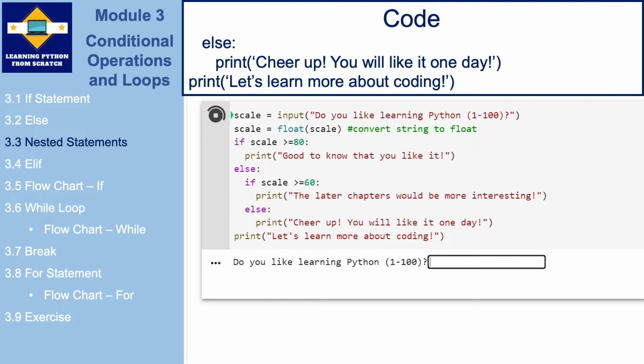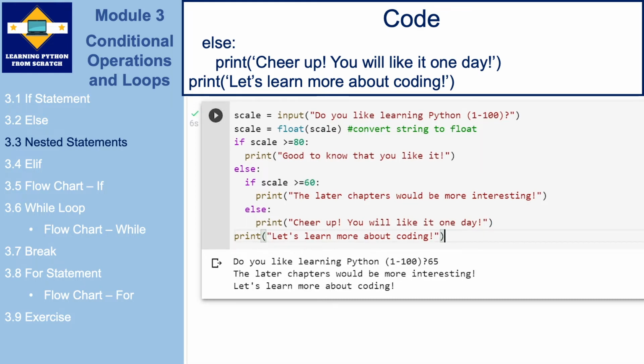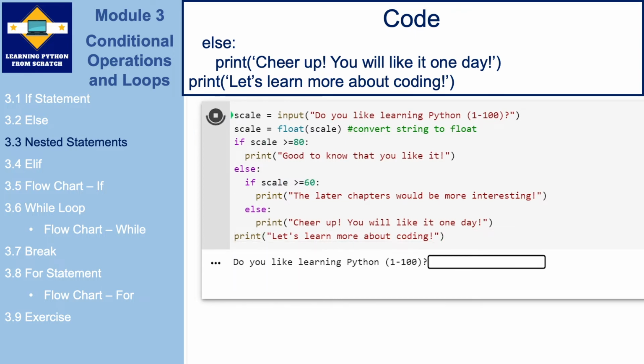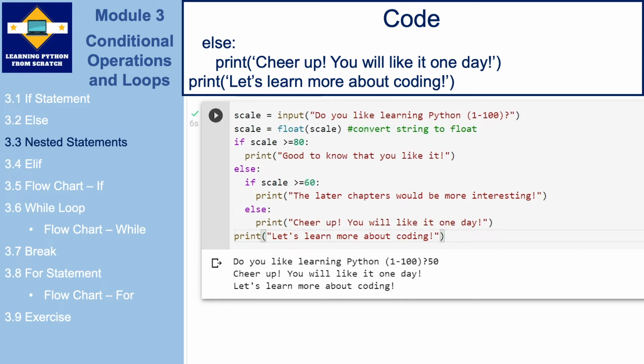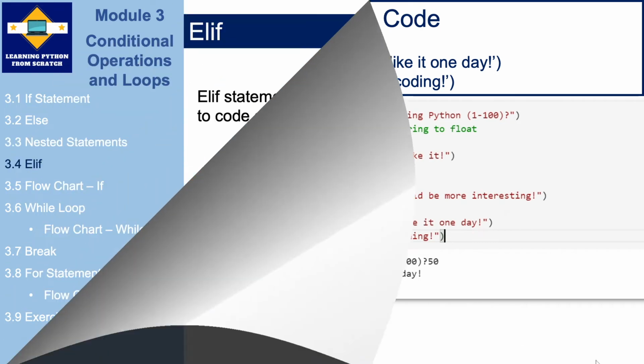Then, this time, let's try 65. The output is the later chapters will be more interesting because it is larger than 60 but less than 80. Then let's try 50. And then the output is cheer up, you will like it one day because it is less than 60. Now it's your turn to practice.